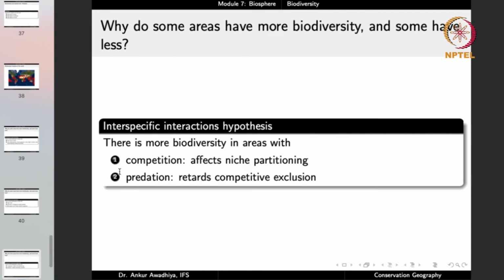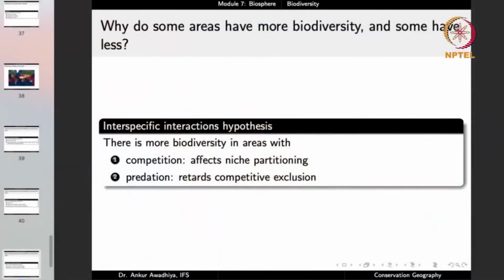The interspecific interactions hypothesis: there is more biodiversity in areas with competition. If organisms are competing for resources, then they will become more specialized. When they become more specialized, they ultimately result in the formation of a new species or new varieties. Similarly, in areas where there is predation, you have the development of newer forms. Here again, the predators are evolving more and more, with faster speeds, better camouflage, better responses, and the same with the prey. So more competition and more predation result in more interspecific interactions, which result in more biodiversity.